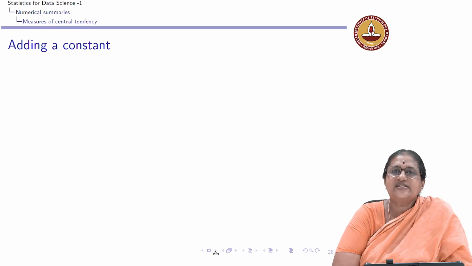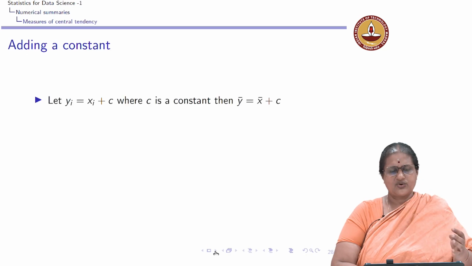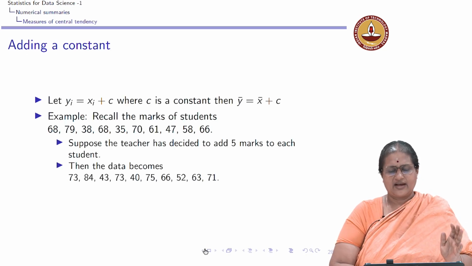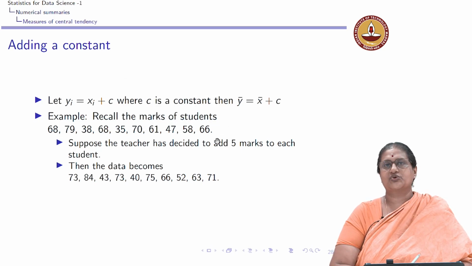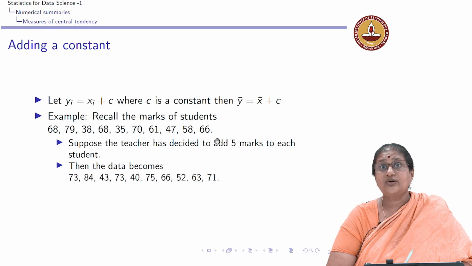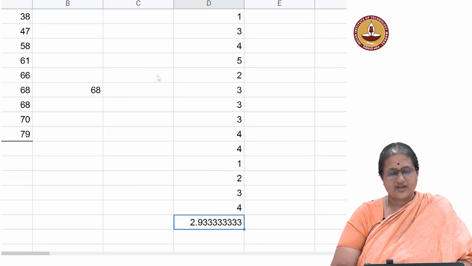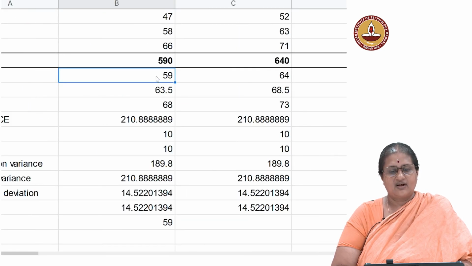Now, how sensitive is the mean if I add a constant to every observation? Why are we even interested in knowing about this? For example, let's look at a case where a teacher has already given the marks to the students. That is, I have marks of 10 students. Now, I become benevolent suddenly and I decide to add 5 marks to each of the students. So, the earlier data set, which was 68, had a mean of 59.